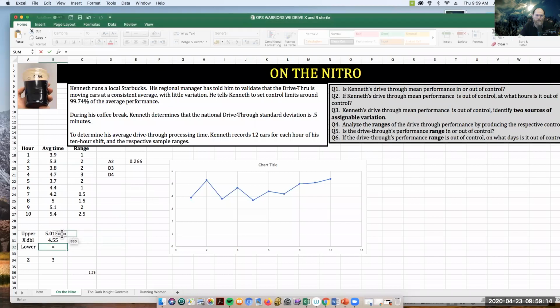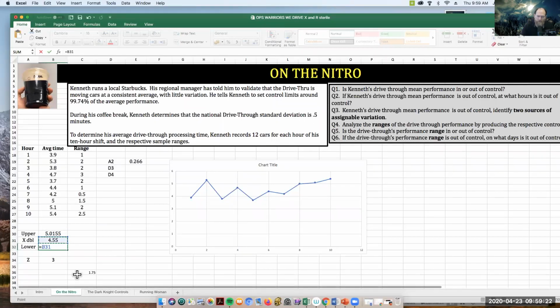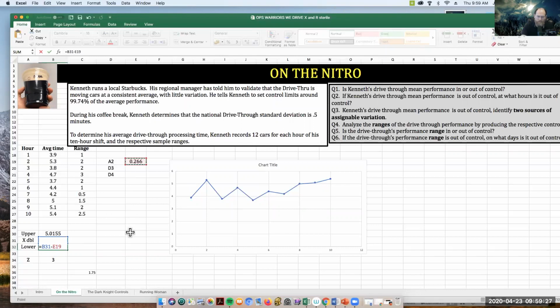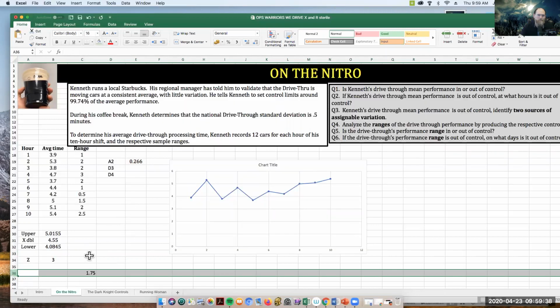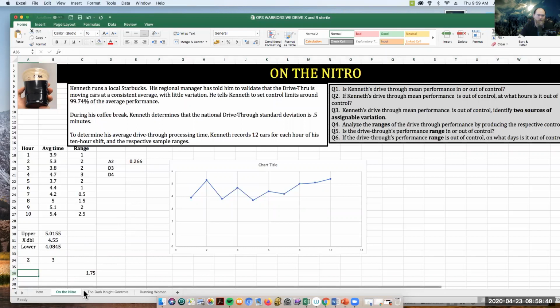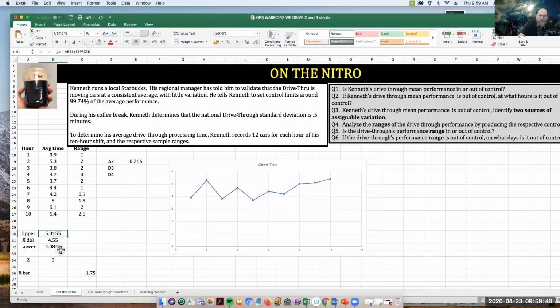So we built that here, and I don't want to reference that. I want to reference that X, and then I'm going to go minus my A2, and then my little bitty 1.75, which I don't know why it's appearing so small down there. Get it bigger. And this is R bar. Okay, so now we have upper and lower control limits for our chart.